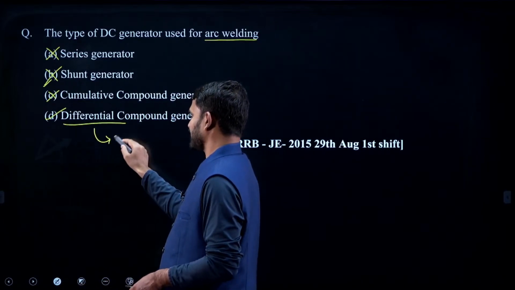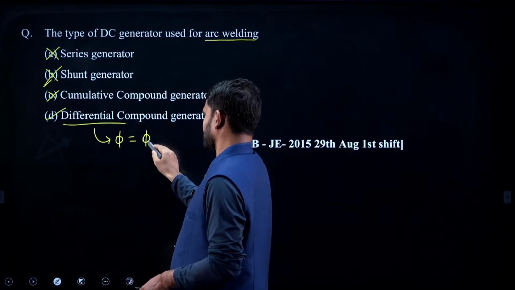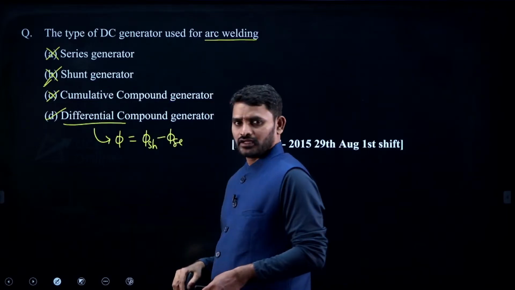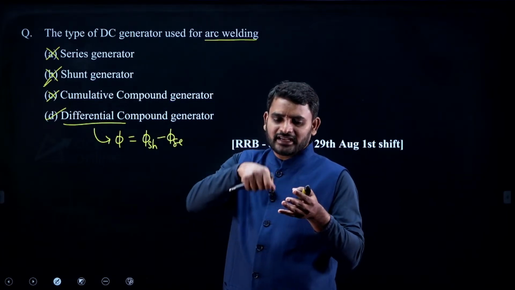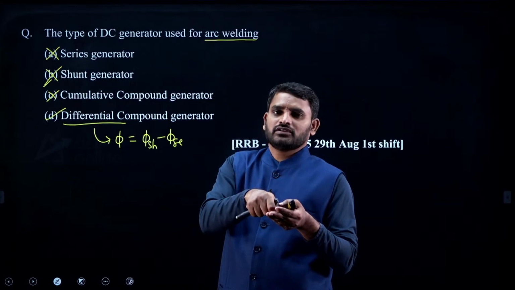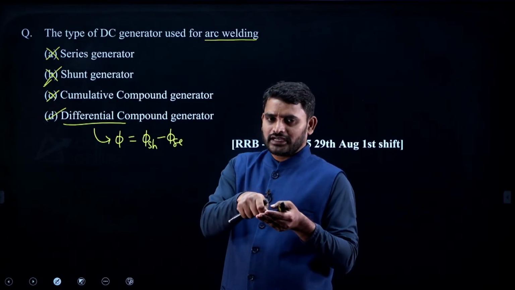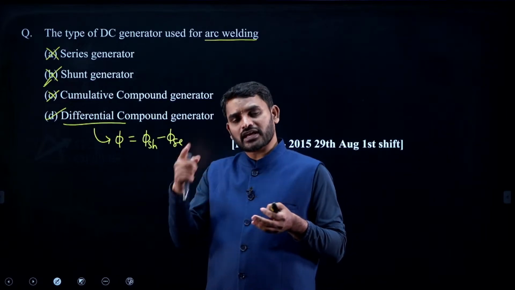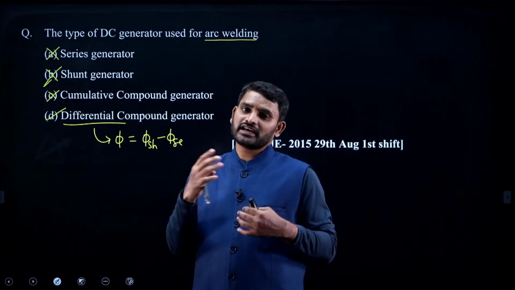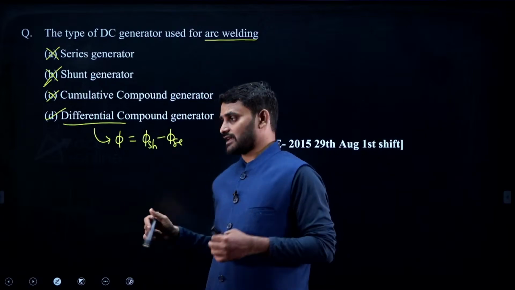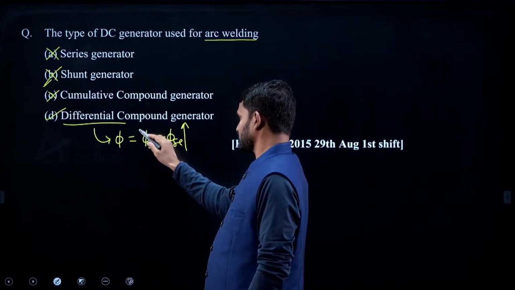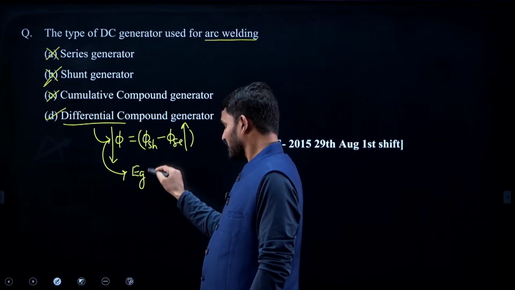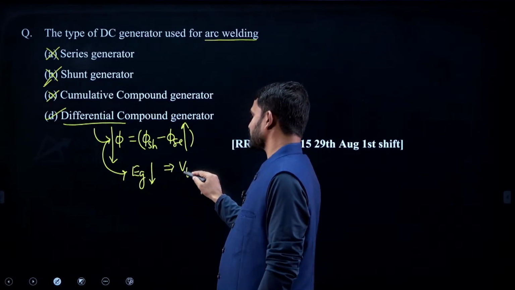Why? Because net flux is what? Net flux is phi SH minus phi SE. So, whenever you put that welding rod, that means you are closing the load circuit, definitely load current increases. If the load current increases, series field current increases, series field flux increases. If the series field flux increases, the resultant flux is decreasing. If the resultant flux decreases, EMF decreases. If the EMF decreases, terminal voltage falls.